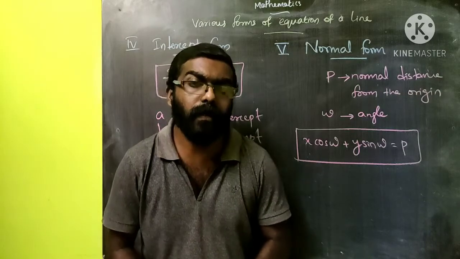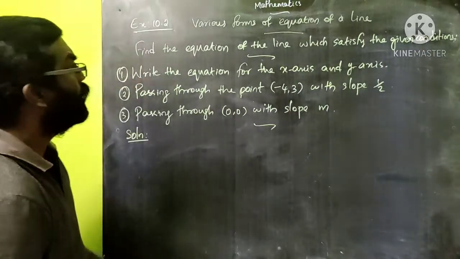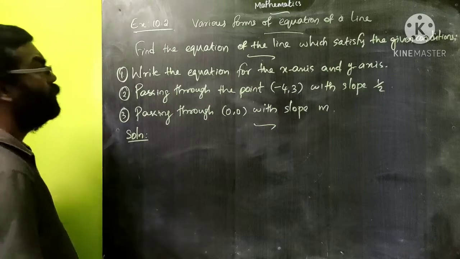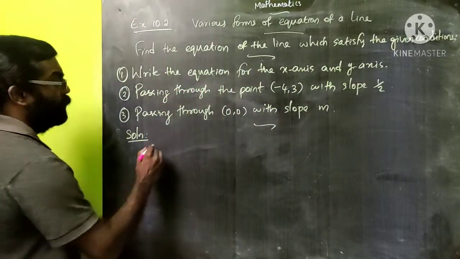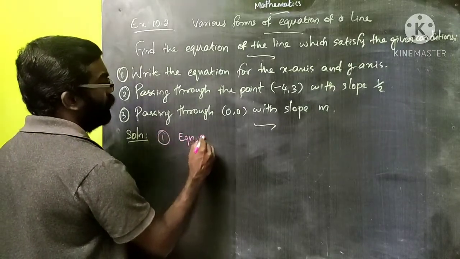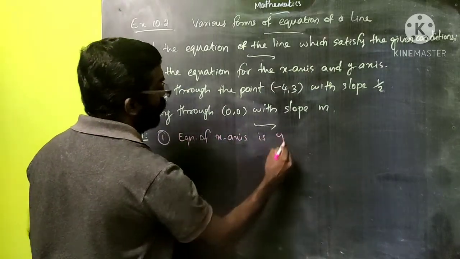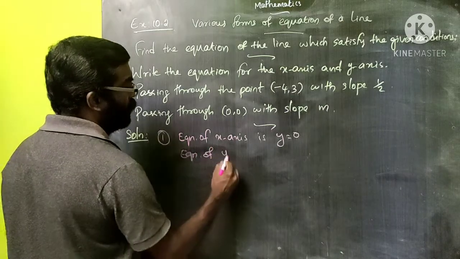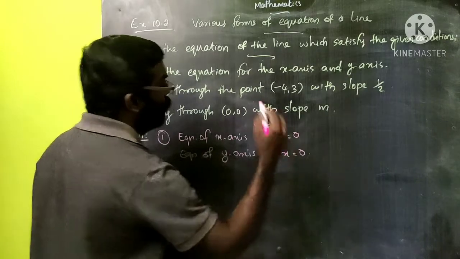Now we shall discuss exercise 10.2. Here the question is, find the equation of the line which satisfies the given conditions. First one, write the equation for the x-axis and the y-axis. So we all know the equation of x-axis is y equal to 0 and the equation of y-axis is x equal to 0.